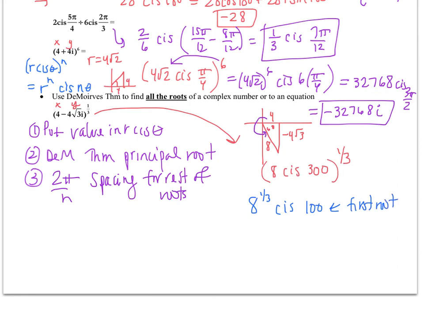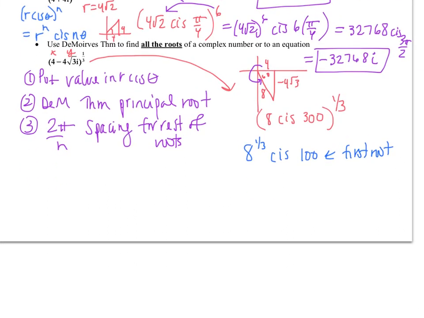The number of roots that I have is equal to the root that I'm taking. So if I'm taking the 3rd root, which I am here, I'm going to have 3 solutions. If I was taking a 4th root, I would have 4 solutions. In order to get my spacing, I'm going to do 360 divided by 3, which gives me 120 degrees. So what that means is that these answers are going to be 120 degrees apart around the circle.